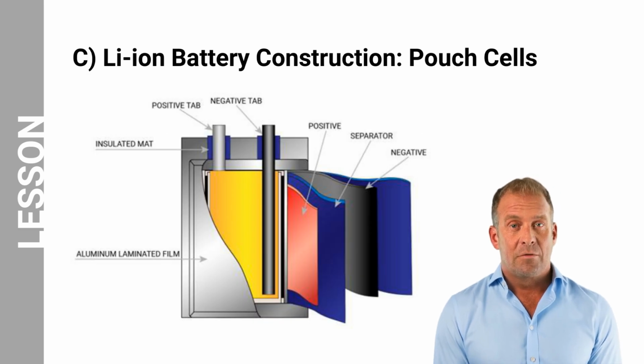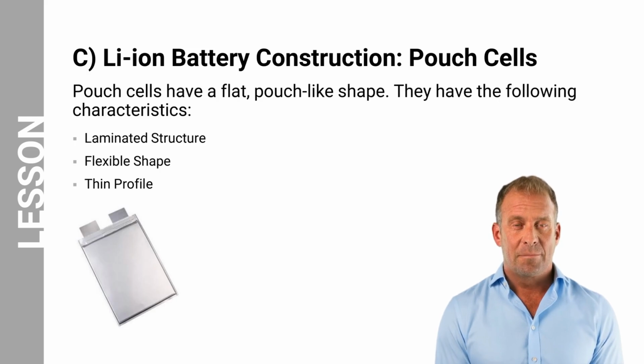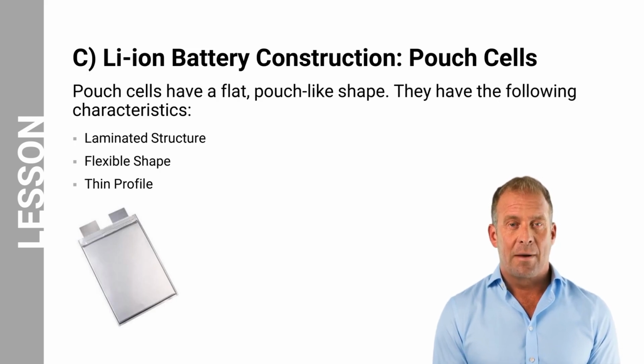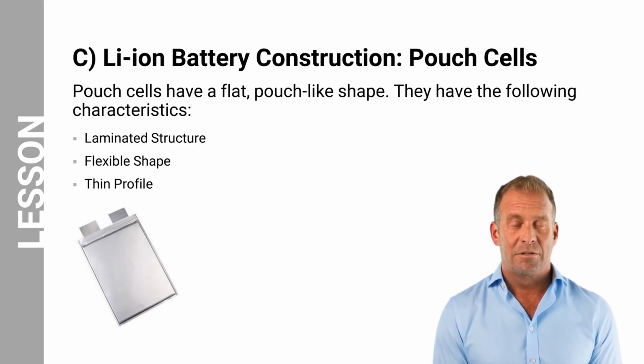For the construction of the pouch cells, a negative electrode, a positive electrode, a separator, and an aluminum laminated film are layered together with a positive tab and a negative tab connected to the electrodes. Prismatic cells are another major type of lithium-ion battery design, characterized by their rectangular or prismatic shape. They are a compelling alternative to cylindrical cells, particularly for applications where high energy density and flexible pack design are paramount.